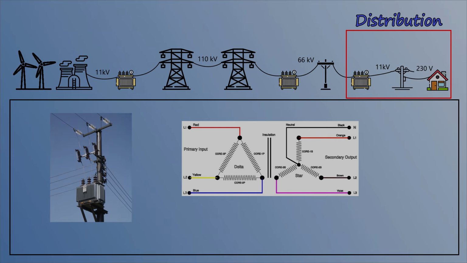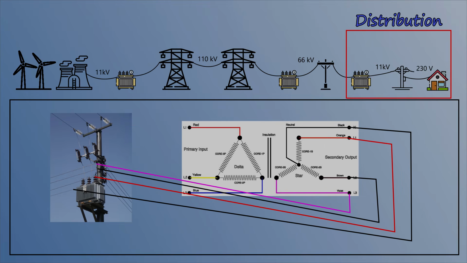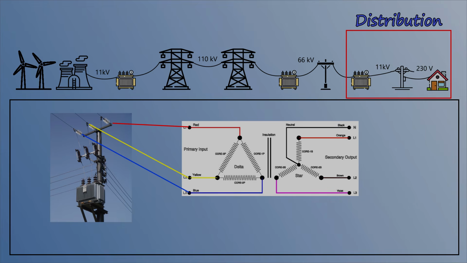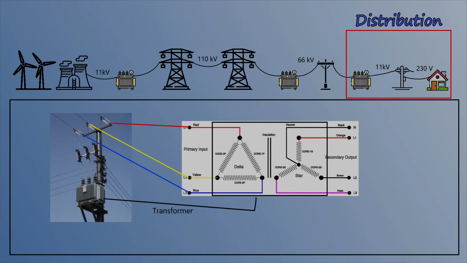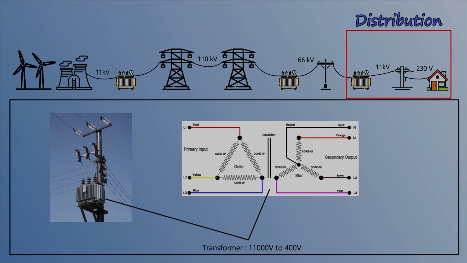The three wires on top of the pole are generally 11 kV, while the four wires running below are usually 400 volts. The 11 kV high voltage at the top of the pole is connected to the 400 volt lower voltage at the bottom of the pole using a distribution transformer. The low voltage includes a neutral wire along with three-phase wires. The arrangement of the coils inside the transformer steps down the voltage from 11,000 volts to 400 volts.